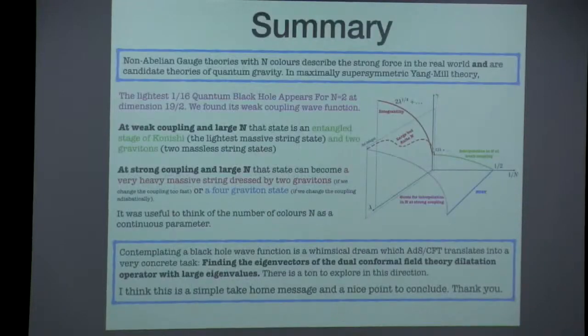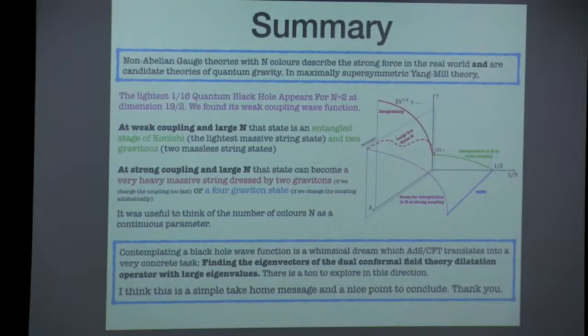Okay, so let me conclude with some simple messages in blue and the summary of what I said in the middle. So let me start with the summary. We have this example of a theory of quantum gravity, and in this theory, we did some explorations. We knew that the lightest quantum black hole exists for two colors. It has dimension 19 over 2, and we wrote its wave function. And then we asked, how do we follow this state?